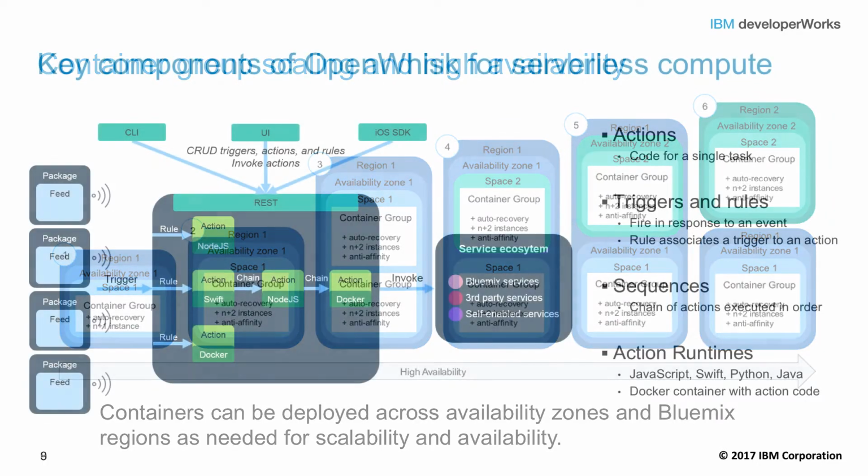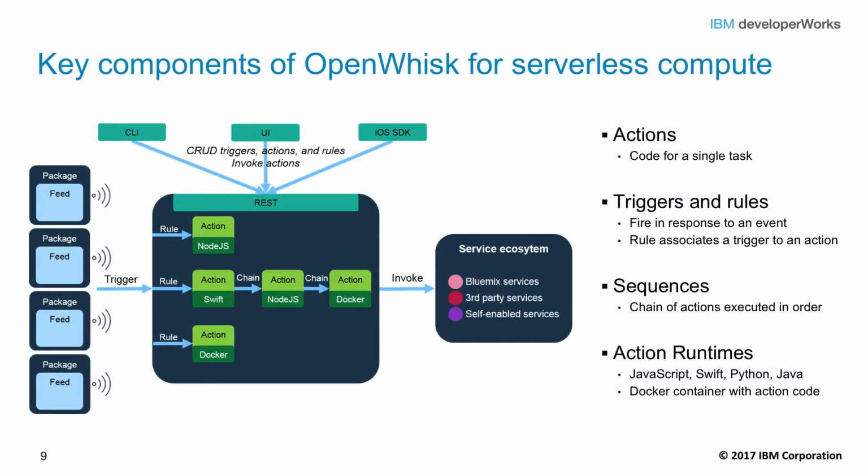Here's a more detailed diagram of the OpenWhisk platform highlighting the key components. Actions. An OpenWhisk action is a piece of code that performs one specific task. An action can be written in the language of your choice. You provide your action to OpenWhisk either as source code or as a Docker image. An action performs work when invoked from your code via a REST API. Actions can also automatically respond to events from Bluemix and third-party services using a trigger.